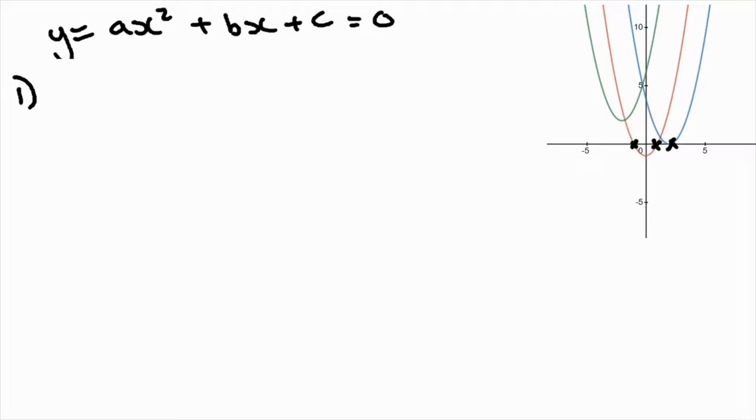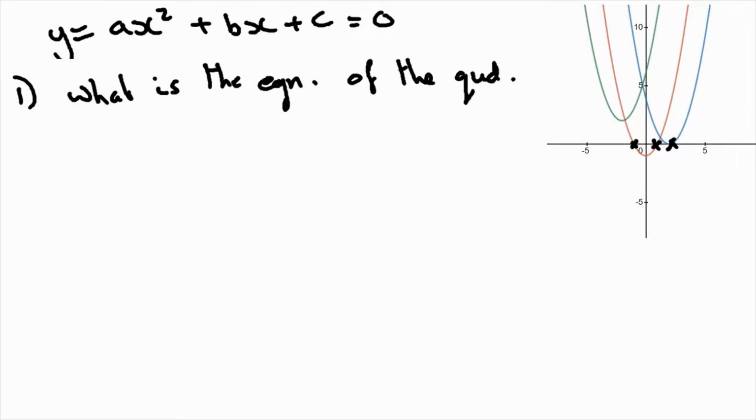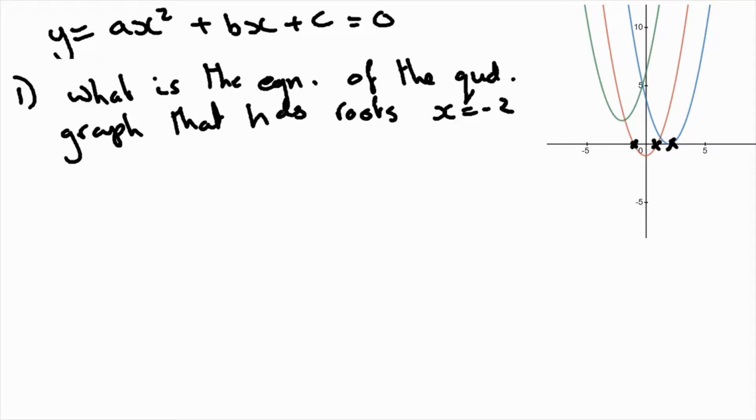So, for our first question, what is the equation of a quadratic graph that has roots x equals minus 2 and x equals 5?